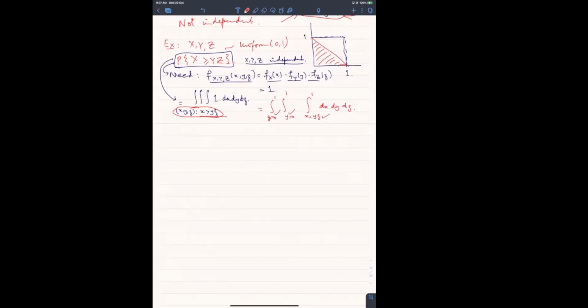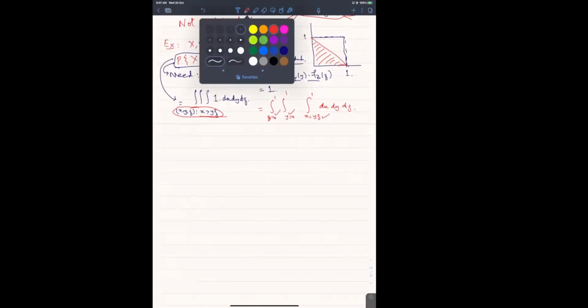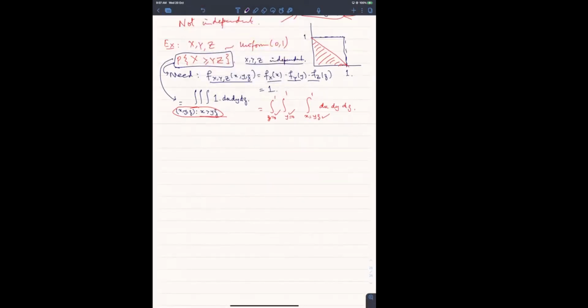So now I'm going to talk about another very important, interesting topic. It's the sum of independent random variables. ये हमने discrete के केस में किया था, but now we are going to do it for the continuous case. Continuous के केस में sums of independent random variables.